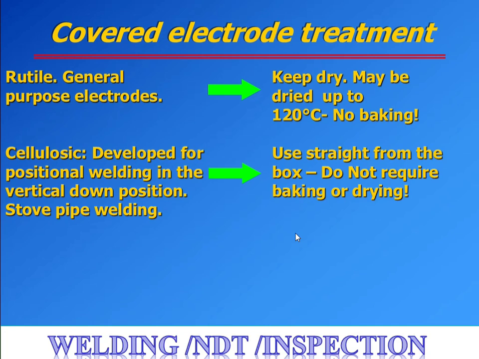Second is the cellulosic, developed for positional welding. Any welding we can do with this cellulosic electrode in the vertical down position. Developed for positional welding in the vertical down position, stovepipe welding. Sorry, this is basically the cellulosic electrode, not for all positions. This is called the vertical down position electrode.